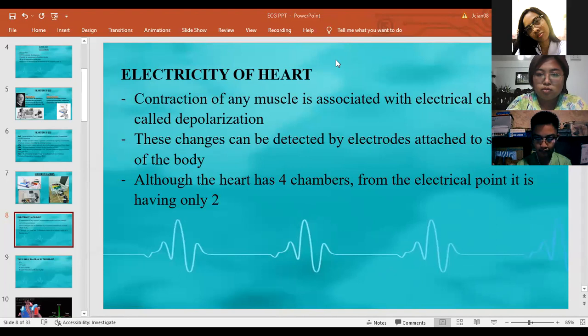Pag nagganyan kasi ang ECG, ibig sabihin po nun ay depolarization. It means yung any contraction, any pagpump ng heart, tawag po dun ay depolarization. Pero pag flatline, hindi po natin matatawag na depolarization niya. Ayun nga sabi dyan, contraction of any muscle is associated with electrical charges. Then this, wait. Try muna natin.